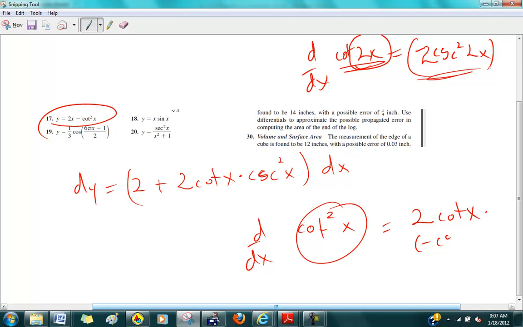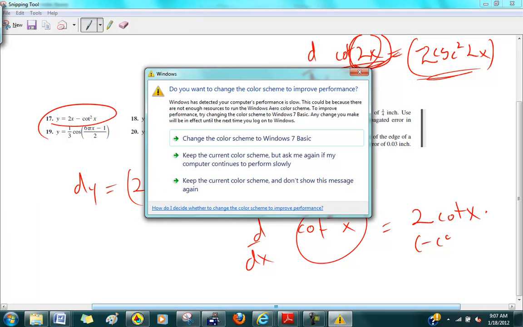What's the derivative of 2x? What's the derivative of the inside? It's the derivative of 2x. 2.